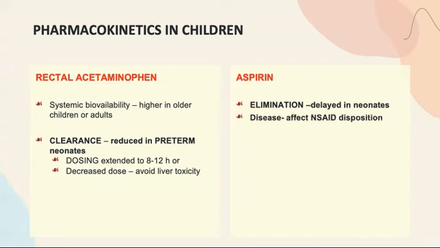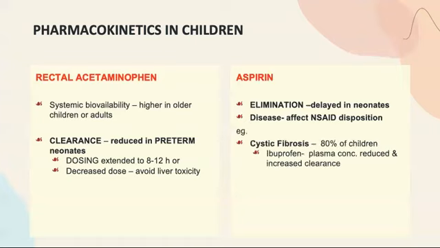Disease also may affect NSAID disposition in children. For example, 80% of children with cystic fibrosis will have ibuprofen plasma concentrations that are reduced and clearance increased.